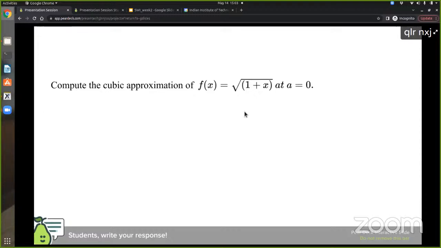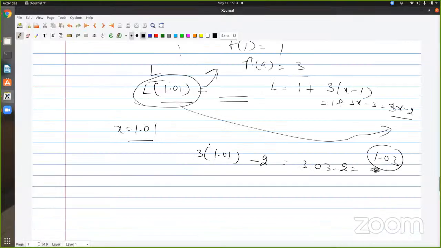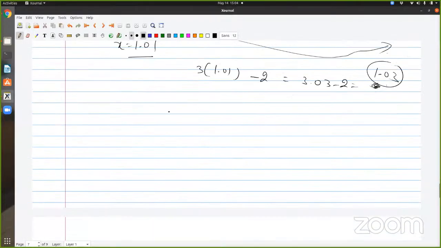Ma'am, I have a question. Do we have to remember these approximations in the examination also? Like the cubic one, because I remember up to quadratic, but cubic I don't know. There is a pattern actually. Yes, you need to remember. There's a pattern, and that will help you to compute any order approximation. So linear approximation we did, and then let's say second order approximation.